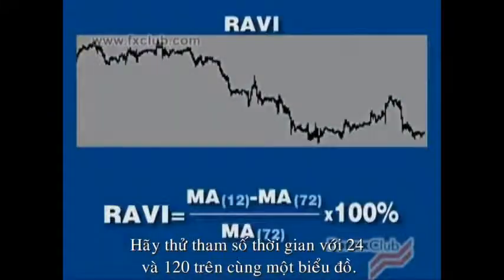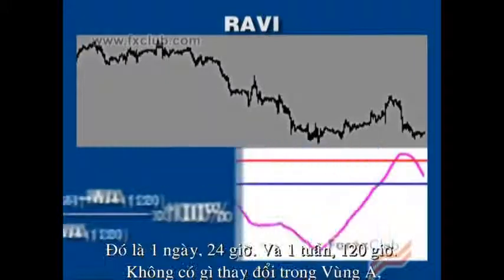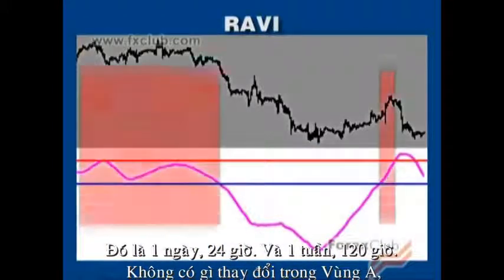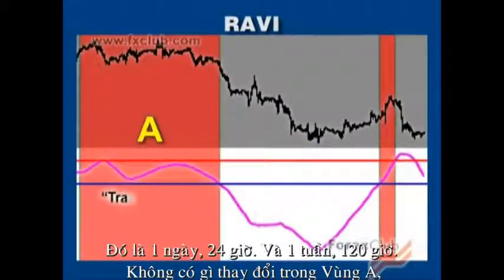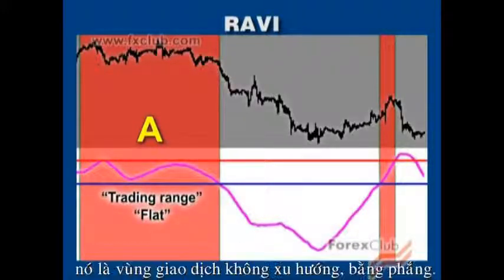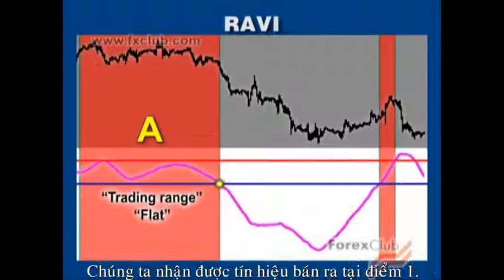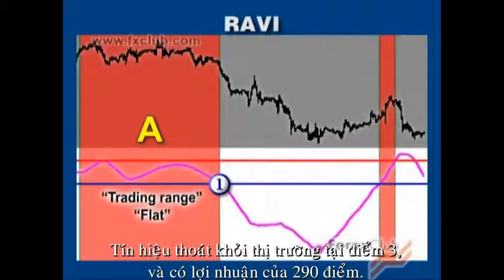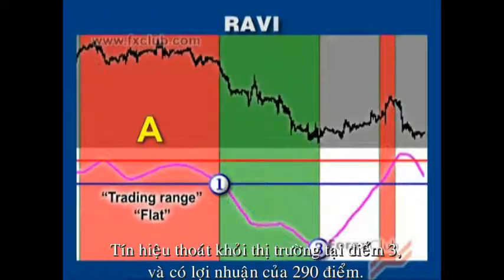Let's try time periods of 24 and 120 for the same chart. That's 1 day, 24, and 1 week, 120. Nothing has changed in Zone A. It's a trading range, a flat. We get the sell signal at the same point 1, but we get a signal to exit much later at point 3. A profit of 290 points.